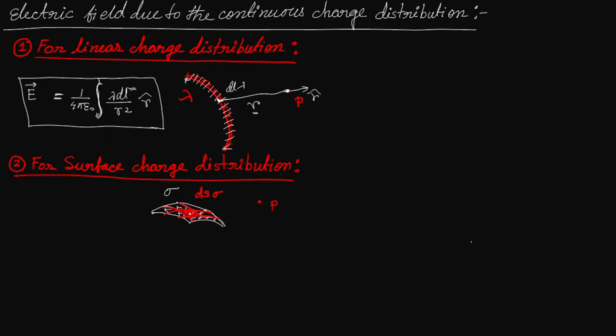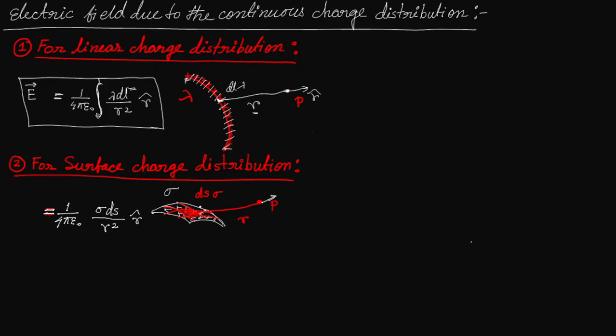So if we want to calculate the electric field because of this elementary charge on the elementary area, for that we first have to calculate the distance of the point. Let's say the distance of the point P is r from this elementary area. Then we can write the electric field because of this elementary charge. And what will be that electric field? That electric field will be 1 by 4 pi epsilon naught sigma into ds, that is the point charge, divided by r square into r cap. Let's say r cap is along this direction.